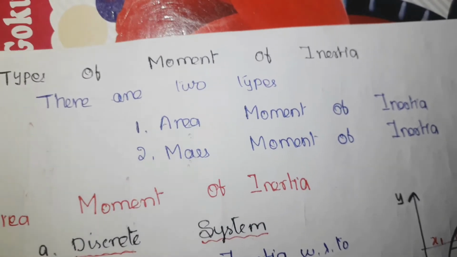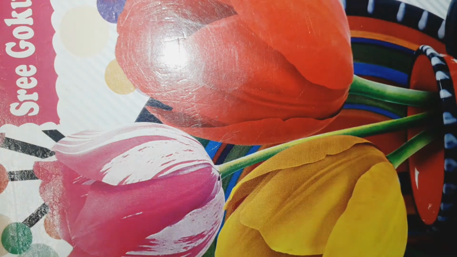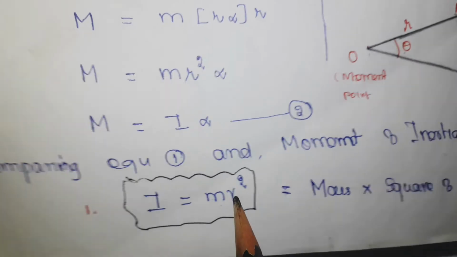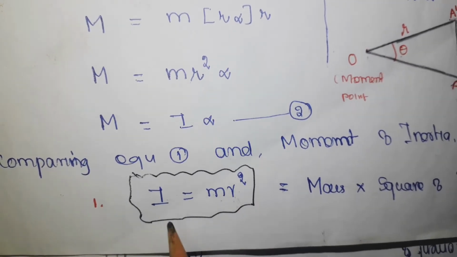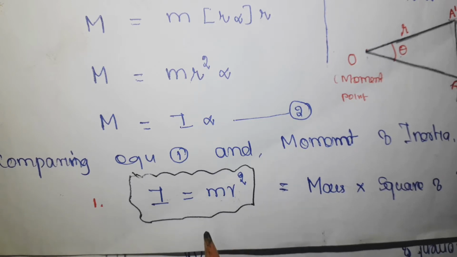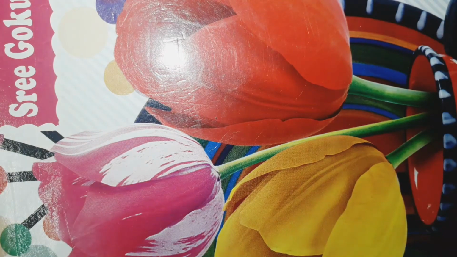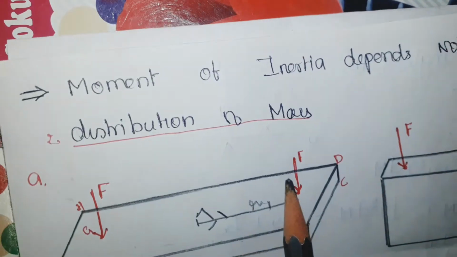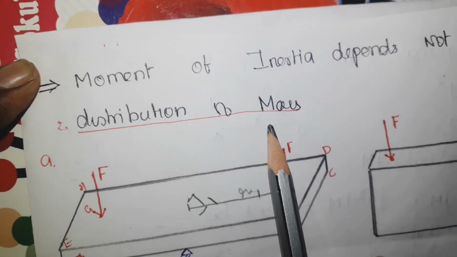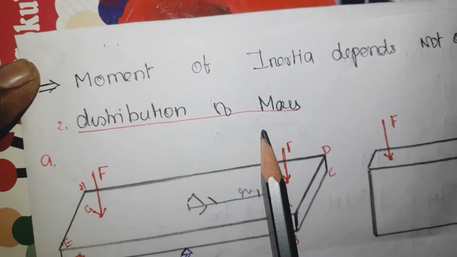In my previous video, I said that the moment of inertia depends upon two important things. First one is the formula: moment of inertia depends upon mass as well as the perpendicular distance. Second thing is that it depends upon the distribution of mass. This I also discussed. So moment of inertia depends upon both the formula as well as the distribution of mass. Let us see in detail.